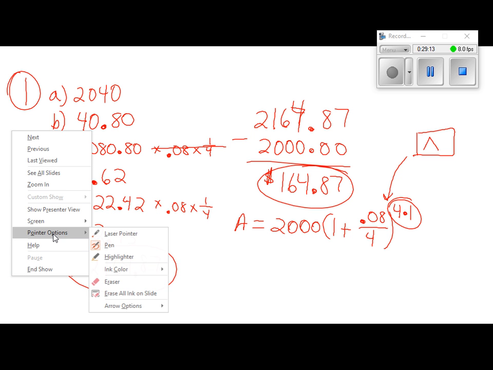So how are we a penny off? Just because when we went through and did it, we kept rounding. We rounded like 4 different times, and we weren't exact every time. The calculator's keeping all those exact numbers in there. A penny ain't that much.